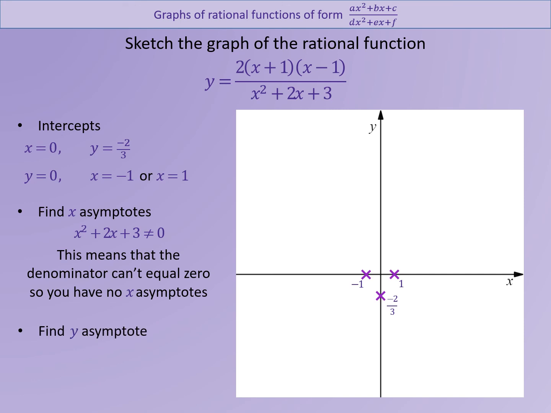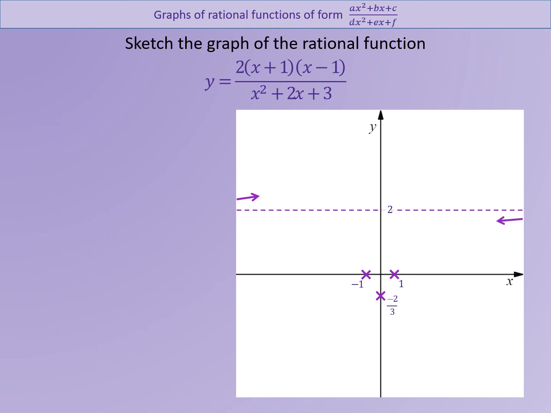To find the y asymptote, we'd need to multiply out the numerator here so that we have the expanded form for the quadratic, and then divide each term by x squared. And this gives us an asymptote of y is equal to 2. And I'm going to check either side of this again. So when x is 1000 and when x is minus 1000, it approaches from above on the left and below on the right. And so we know we're going to have to cross the asymptote at some point here.